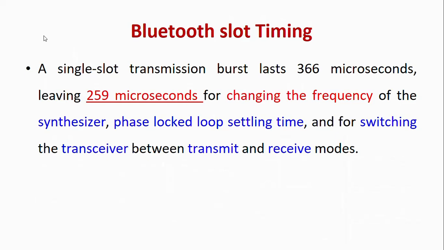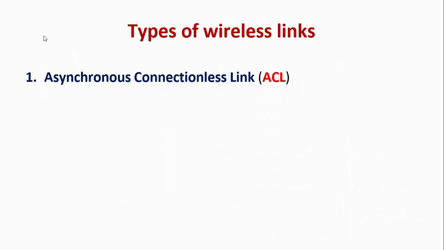As the continuation of Bluetooth slot timing, a single slot transmission burst lasts 366 microseconds, leaving 259 microseconds for changing the frequency of the synthesizer, that means the phase lock loop PLL setting time, and for switching the transceiver between transmitter and receive modes. In general, the types of wireless links we can classify as two types.